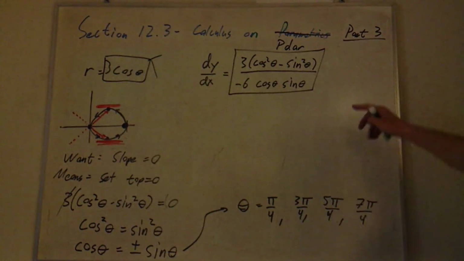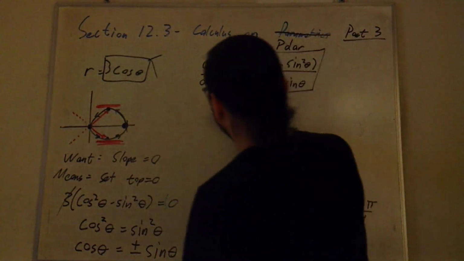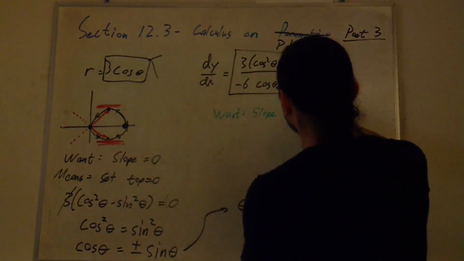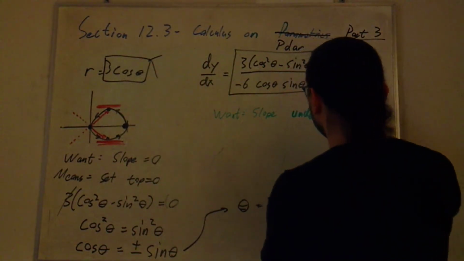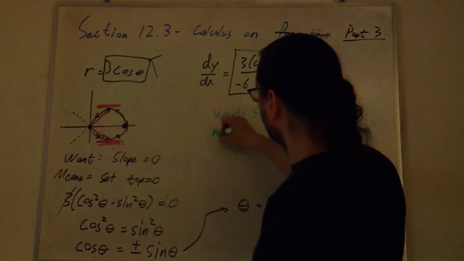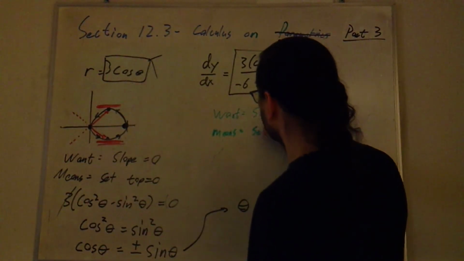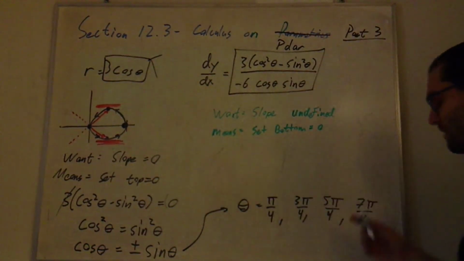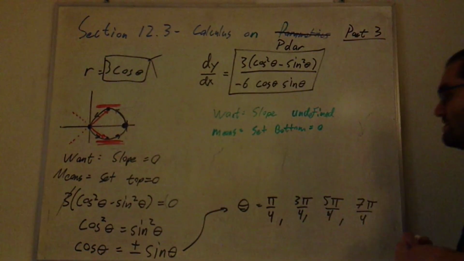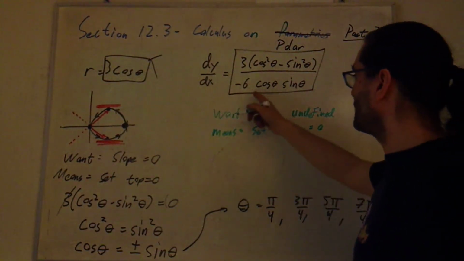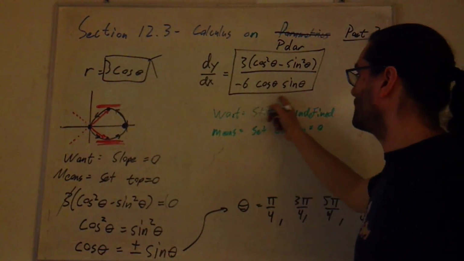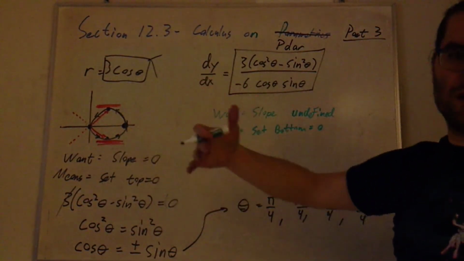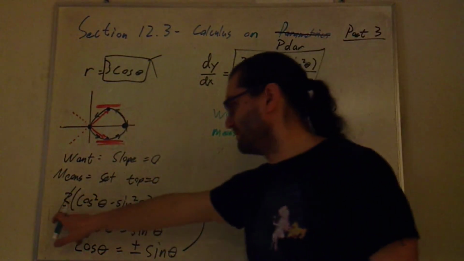The other kind of thing you can do with this is ask where the slope is undefined. And for that, we want to set the bottom equal to 0. Setting the bottom equal to 0 is actually much easier than setting the top equal to 0 on this one. The bottom is two things being multiplied together, and a 6. I don't care about the 6. If I want the bottom to equal 0, the 6 is irrelevant, like the 3 was over here.